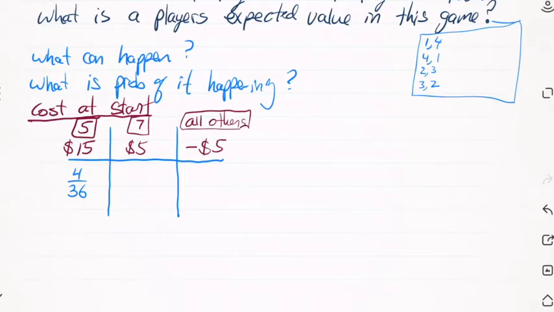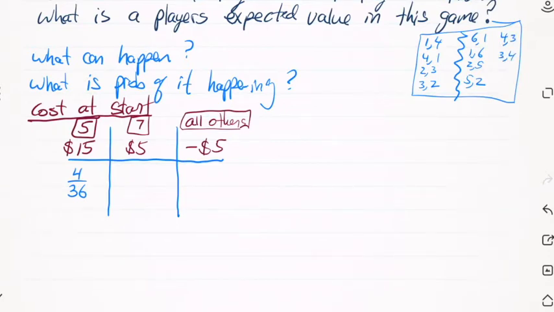And I'm going to leave it in 36 in the denominator just in case I need a common denominator later on. All right, that was for a 5. For a 7, you're going to have 6 and 1, 1 and 6. You're going to have 2 and 5, 5 and 2. 4 and 3, and 3 and 4.